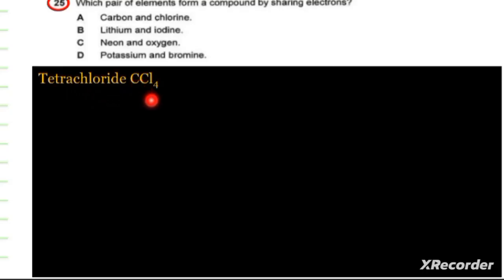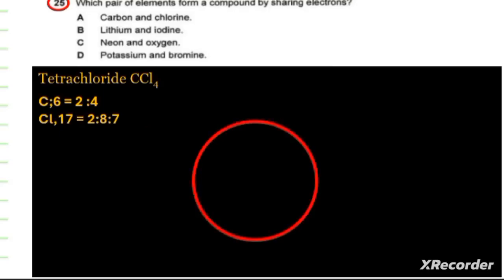CCl4. Let us come up with the electronic configuration of each element in this compound. Carbon, C, atomic number 6. We come up with the electronic configuration, which is 2, 4. Then let us also deal with the chlorine. Chlorine has 17 electrons, and the electrons in the outermost shell are 7.